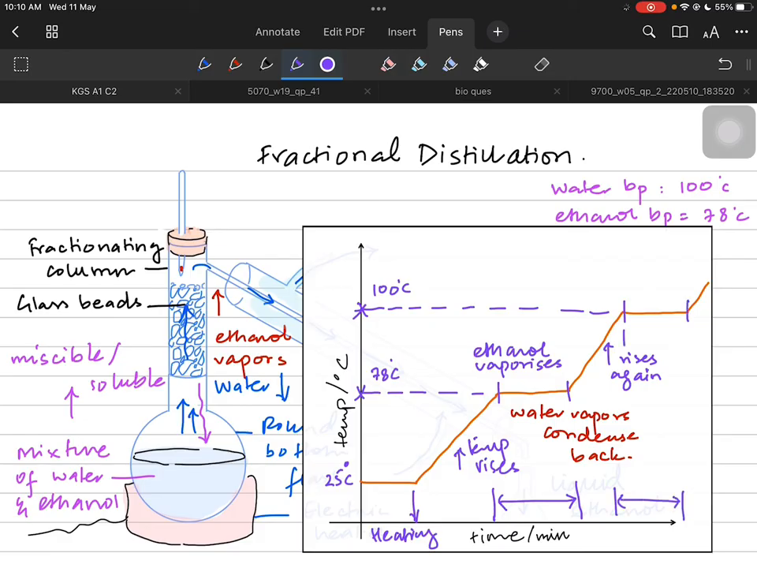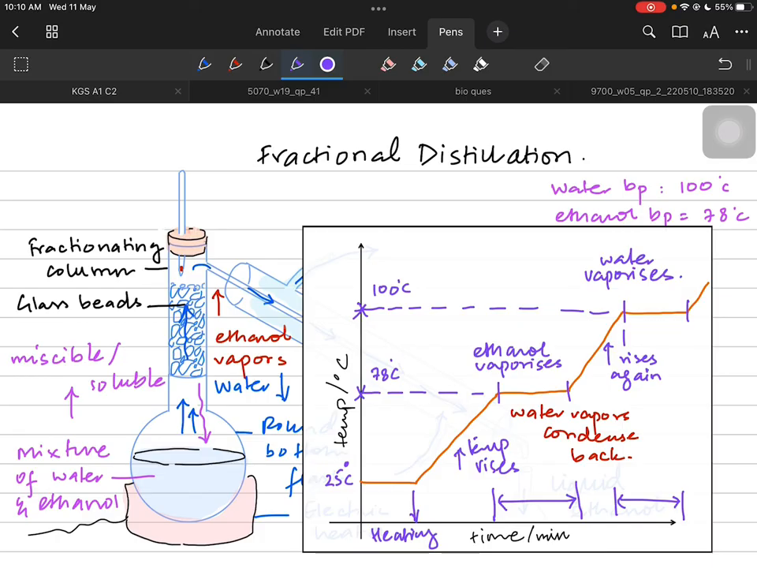So this time the water is being boiled, water is vaporizing, and water is being collected. So you need to change the conical flask to collect water. The temperature remains constant when one of the components is vaporizing, then it increases, and then it becomes constant again when the other component is vaporizing. So you can confirm the identity of the vapors and what is collected using the thermometer reading. 78 degrees indicates that only ethanol is vaporizing. 100 degrees on the thermometer indicates that only water is vaporizing.